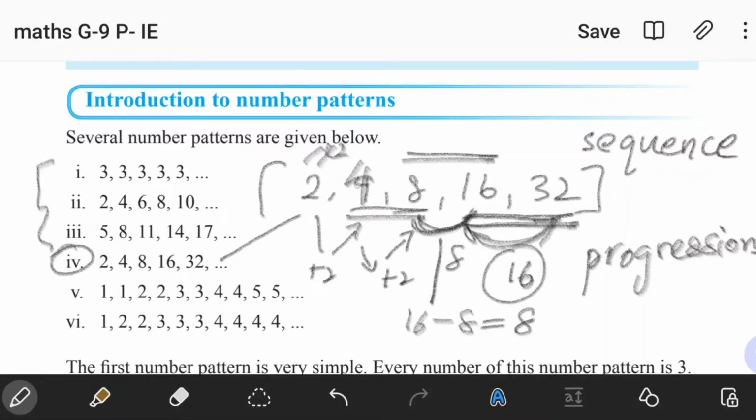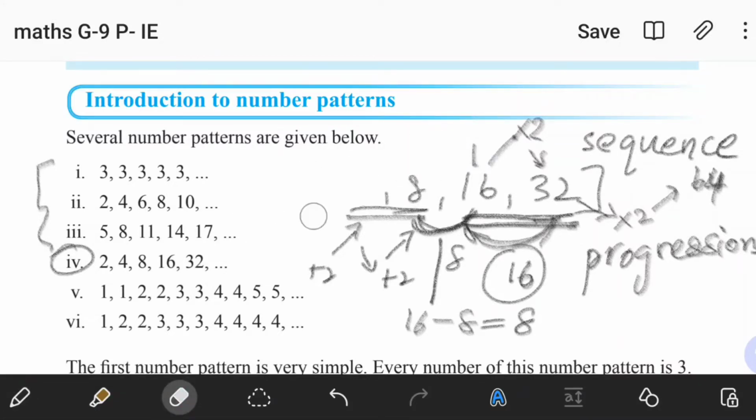You multiply this by 2, you get 4. You multiply this by 2, you get 8. You multiply this 8 by 2, you get 16. And then you multiply this 16 by 2, you get 32. So likewise, the next number of this particular pattern, given that you multiply by 2, you get 64. So by looking at this, it will be 64. These kinds of patterns are what we call geometric progression. We'll learn more about those kinds of progressions in grade 11.